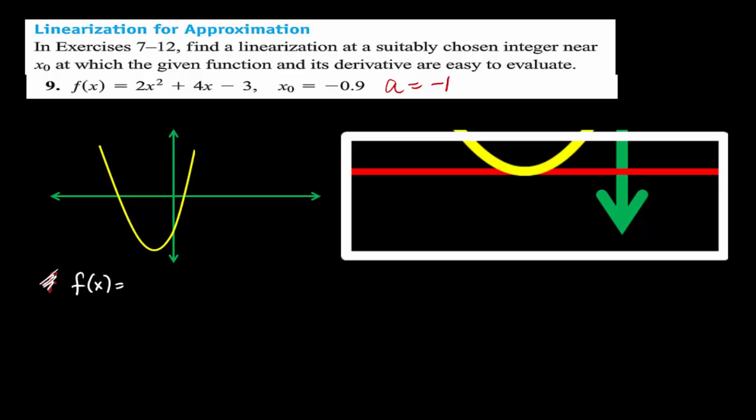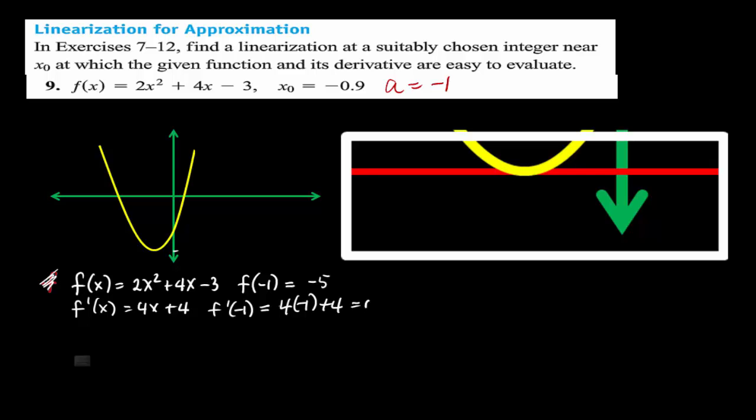f of x is equal to 2x squared plus 4x minus 3. What's the first thing we do? f of -1. f of -1 is 2 minus 4, that's -2, minus 3, -5. And that's really where it is. There's your -5. Okay, and then take the first derivative. That's 4x plus 4. And then what is f prime of -1? Well, what do you think? We already see here, this is the zoomed in version. So look, that's 4 times -1 plus 4, you get 0.